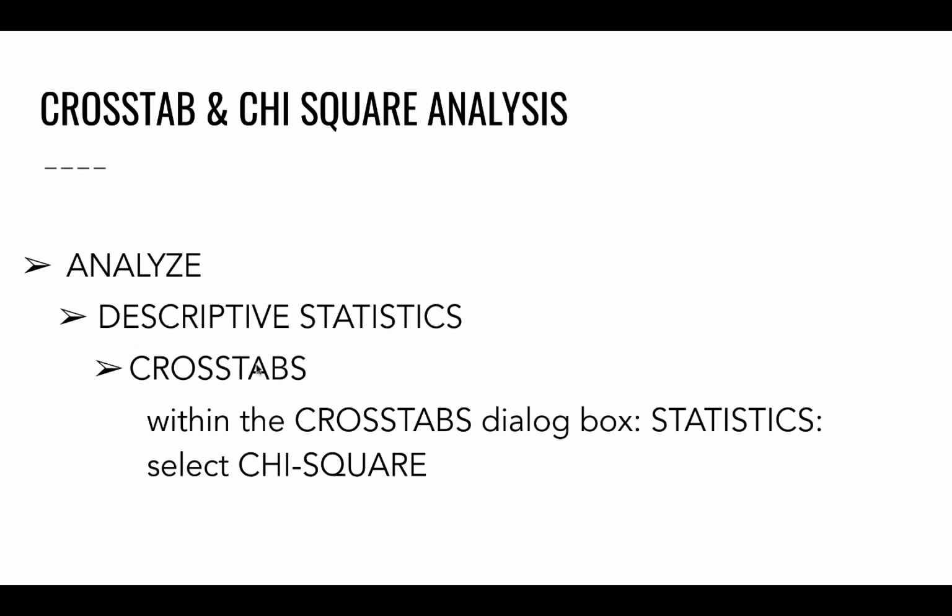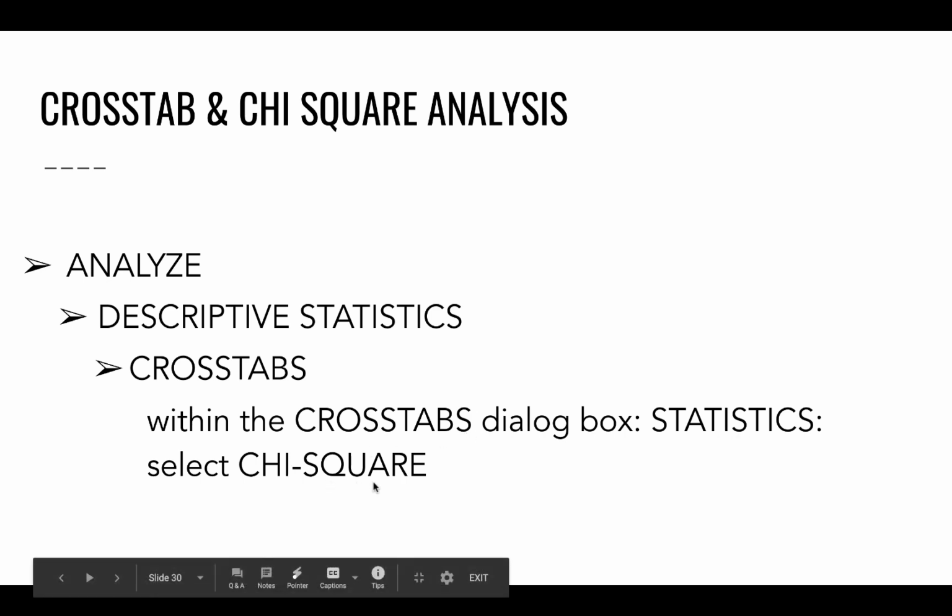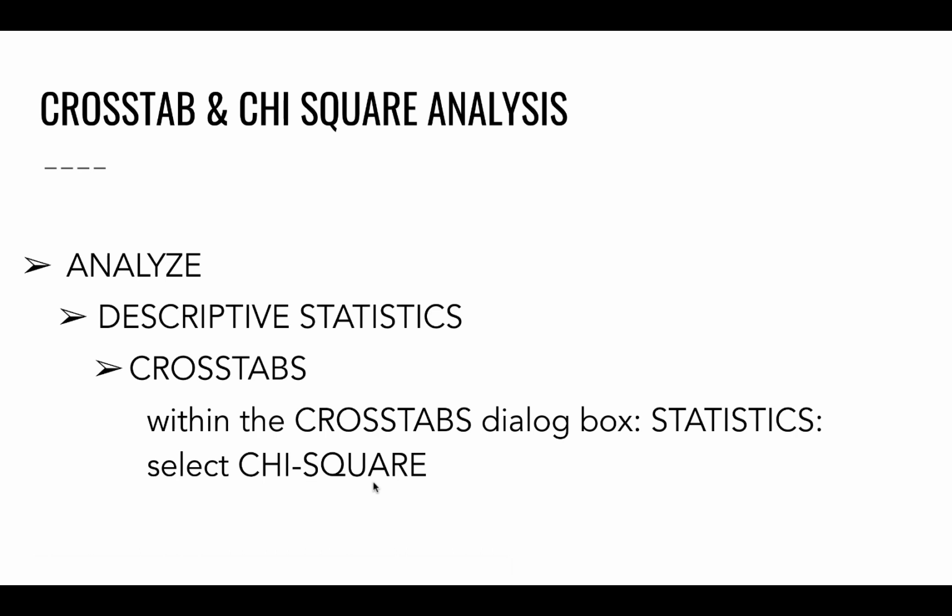Analyze, Descriptive Statistics, Crosstabs, and then within the Crosstabs dialog box, you click Statistics, and under Statistics, you select the box of chi-square. If you check that box, it'll produce a chi-square output with that p-value.